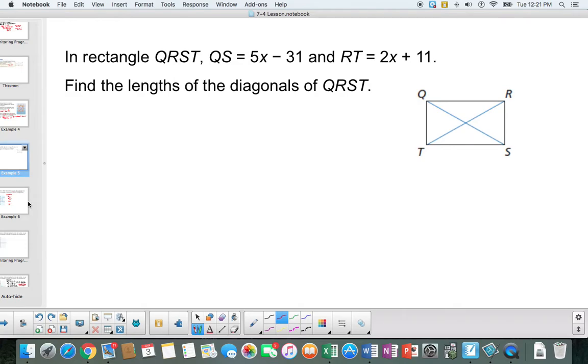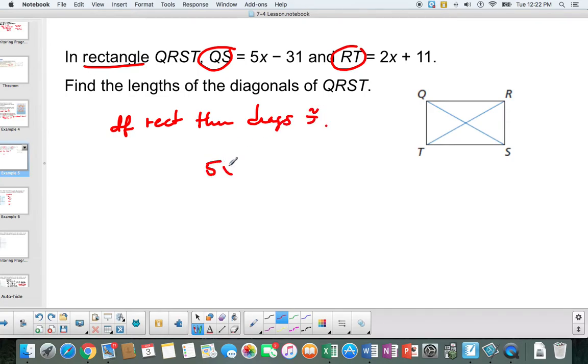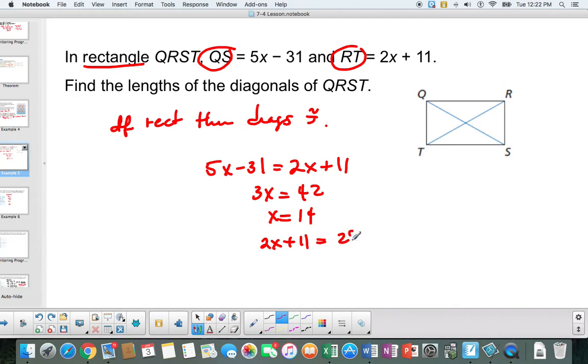Okay, we have a rectangle and we want to find the lengths of the diagonals. So these are the diagonals, QS and RT, and this is a rectangle. So I know if I have a rectangle, then the diagonals are congruent. So I'm just going to set them equal to each other. And I get 3x is equal to 42, x is equal to 14. And then I have to put 14 in here. So 2x plus 11 is equal to 28 plus 11, which is 39. So each diagonal will be 39.